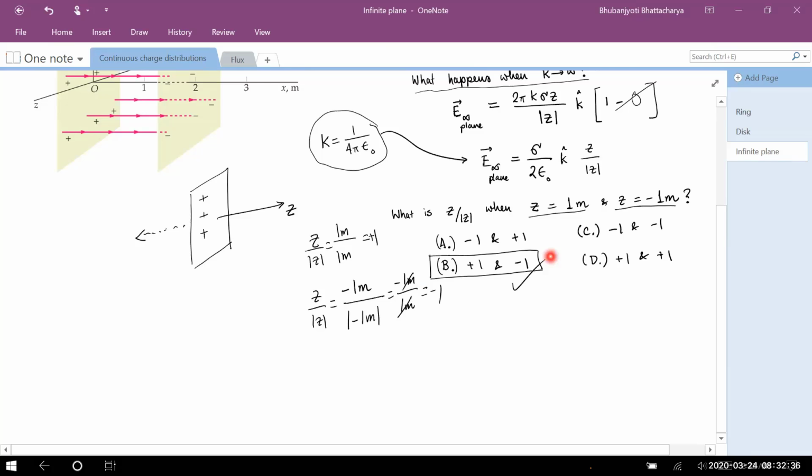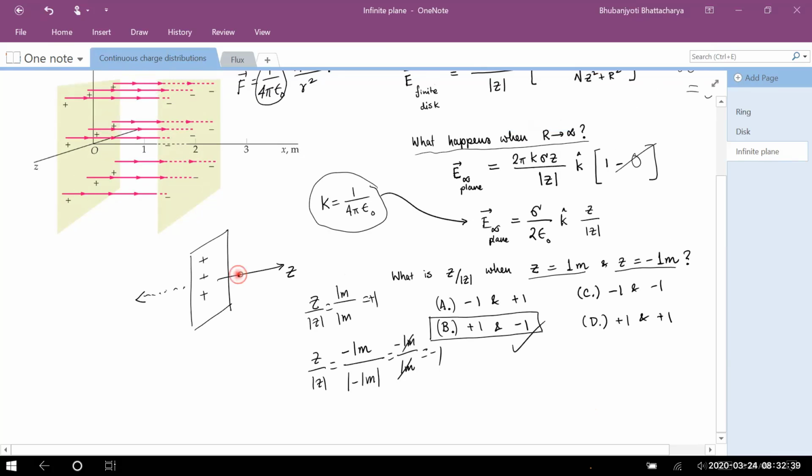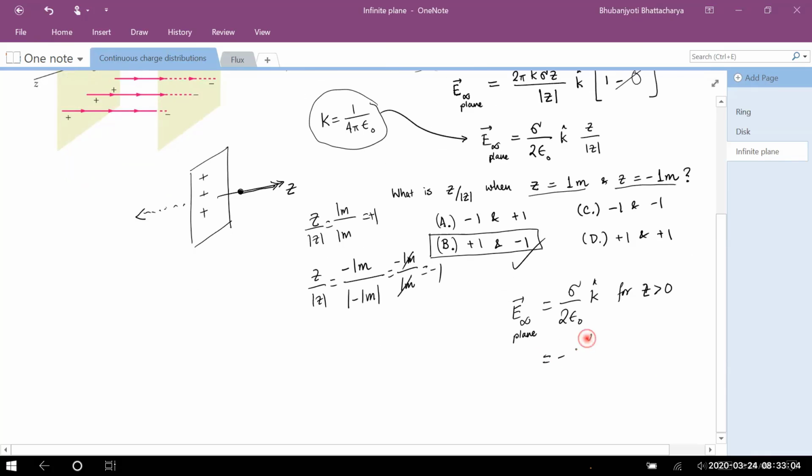Okay, so what does that tell me? Tells me that if I am sitting somewhere here for an infinite plane with positive charges, then the electric field is pointing like this in the positive z direction. Remember, so what happened is E of the infinite plane now looks like sigma over 2 epsilon 0 k hat for z greater than 0, and it is equal to negative sigma over 2 epsilon 0 k hat for z less than 0.